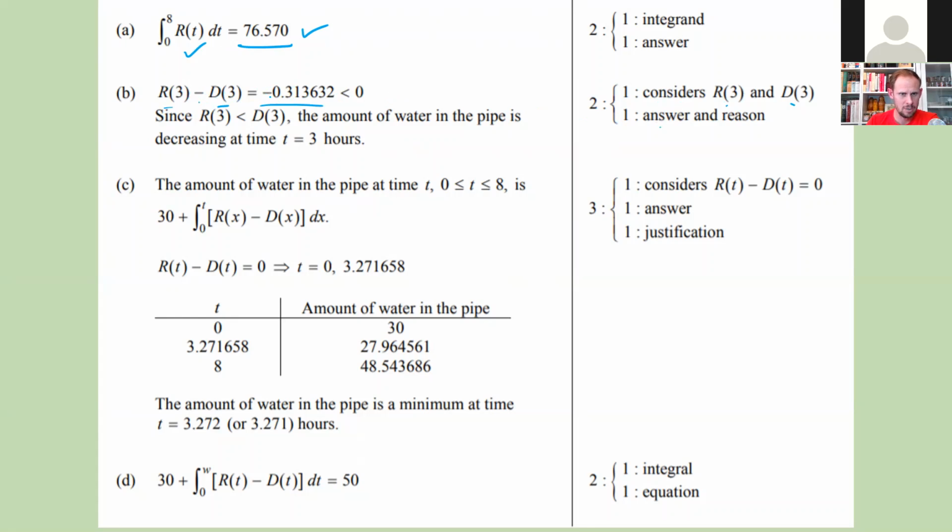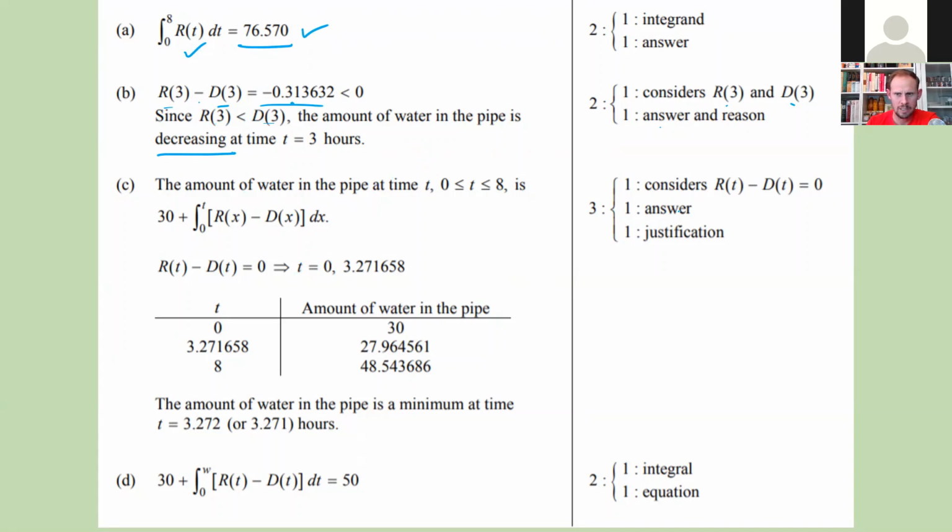And then we have our answer, which is this, and a reason. So that it's decreasing since it's negative. All right. And they said because the rate in was less than the rate out, that's fine too. That would work too. It's for T greater than 8. Yeah, it is for T greater than 8.